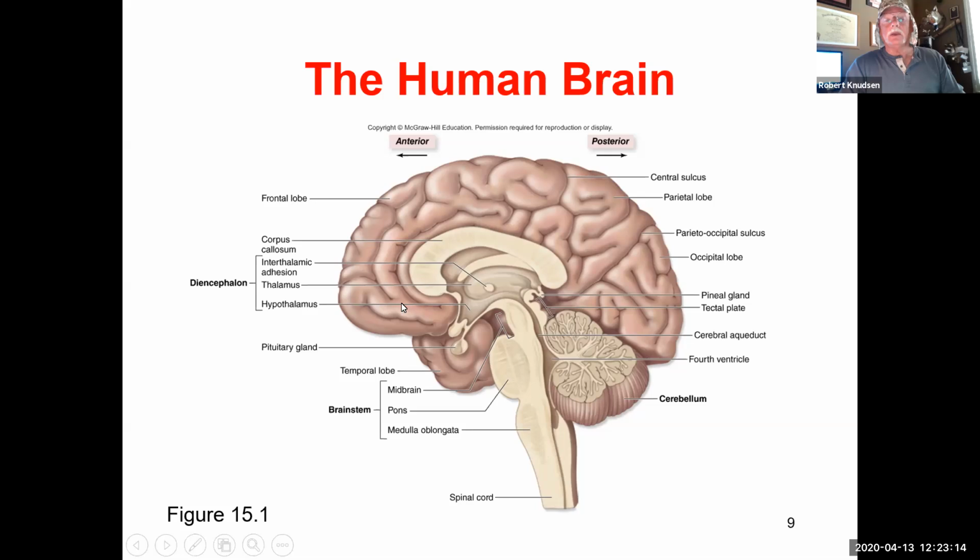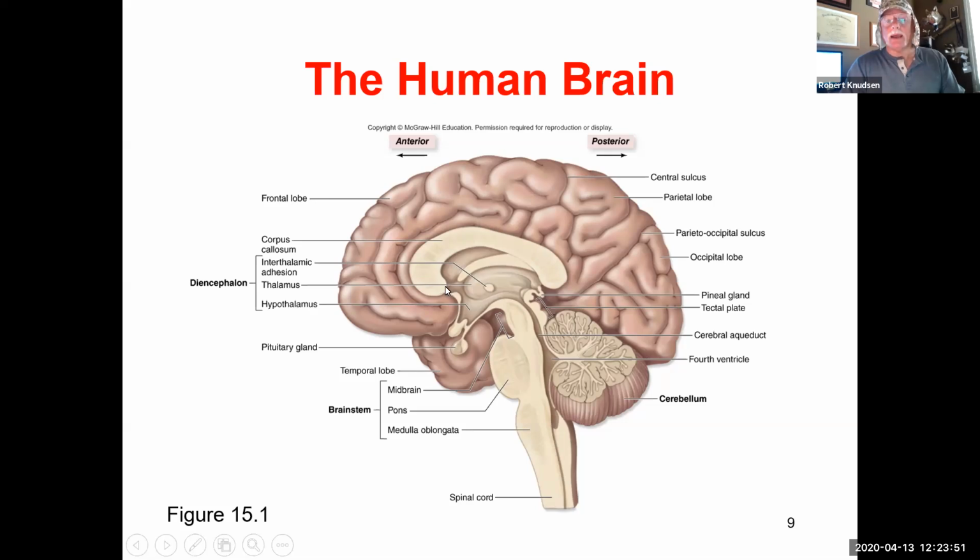Now this is the corpus callosum. Corpus callosum is tracts. Remember, tracts are myelinated axons. And this is the largest tract in the whole brain. It exists so the right side of your brain can communicate with the left side of your brain. Only we don't call it side, we call it hemispheres. Left hemisphere, right hemisphere, connected by this huge tract.